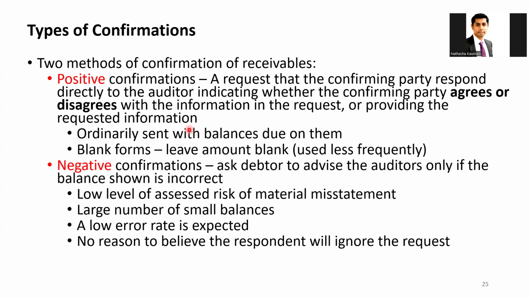But what about the negative confirmation? The other way of the positive confirmation, that is asking the debtor to advise the auditors only if the balance shown is incorrect. That means we are requesting the debtor to reply to us only if they disagree with the amount. Let's say 1 million we have mentioned. We are asking them to reply only if they don't agree with that 1 million. If they agree with 1 million, if their records are also saying 1 million is overdue, then they don't have to reply. So that is a negative confirmation.